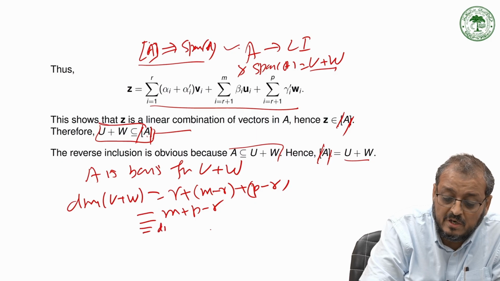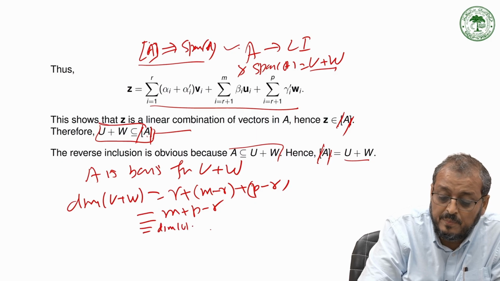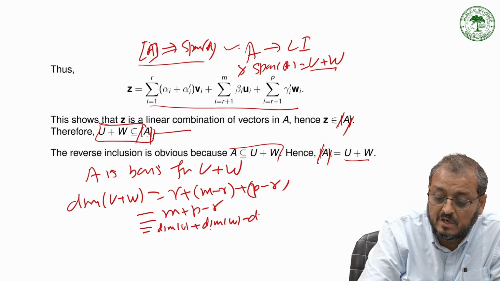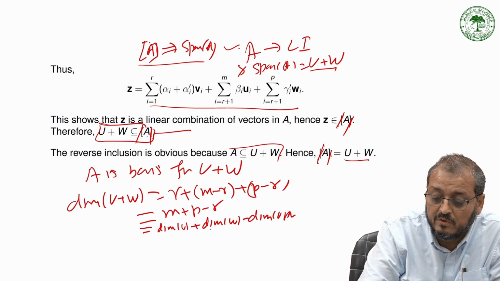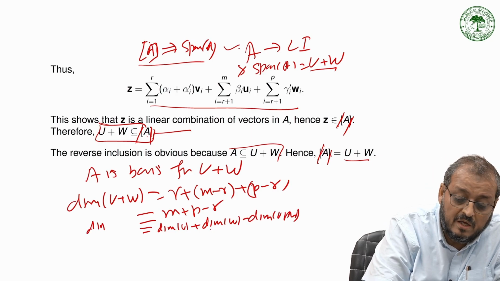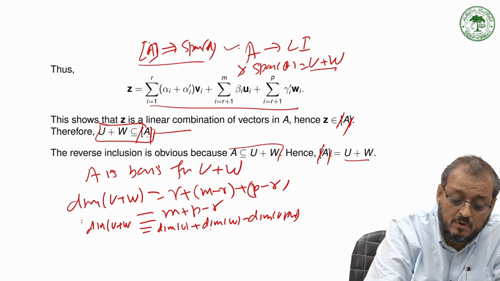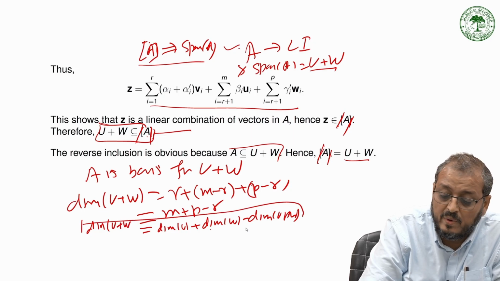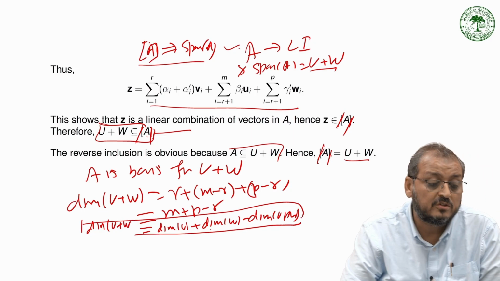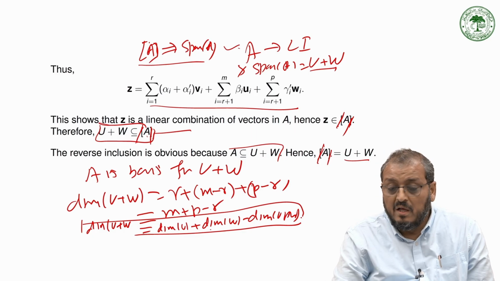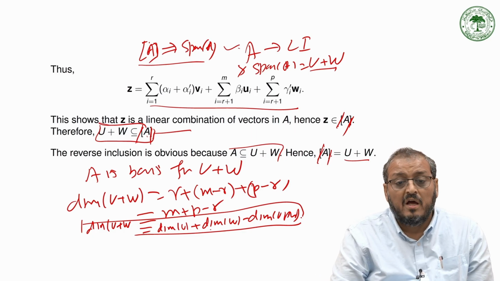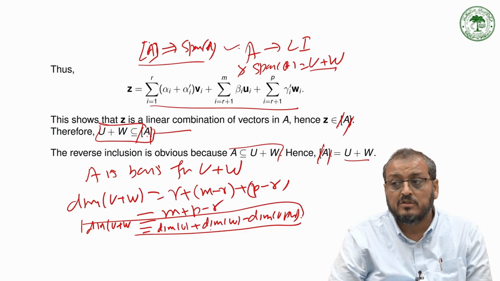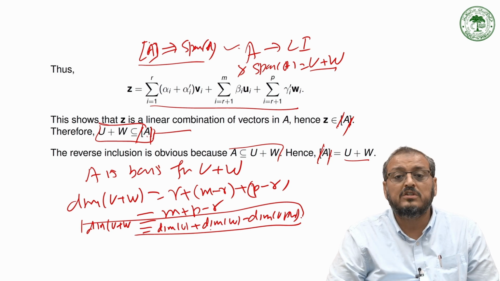Here m is the dimension of U, p is the dimension of W, and r is the dimension of U intersection W. So we have proved this very important theorem regarding dimension of U plus W. This is called the dimension theorem, and we have successfully proved this theorem.